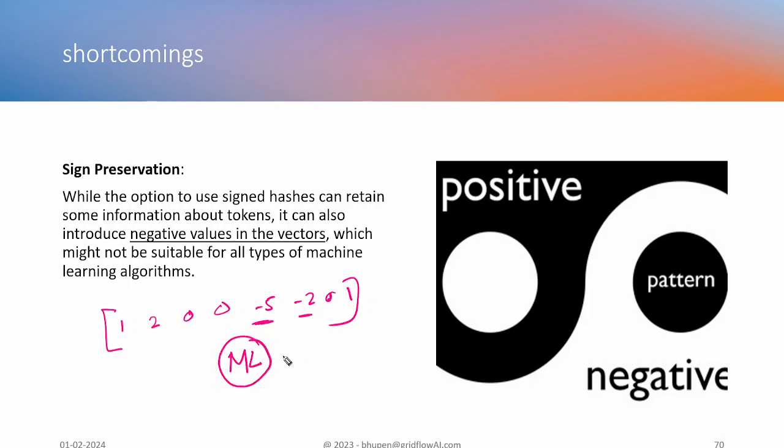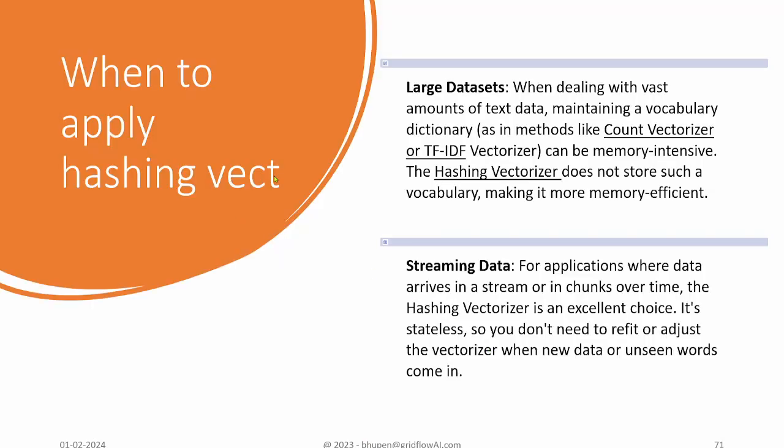In the previous demos, I was using multinomial naive Bayes. This particular machine learning model does not accept negative values. So in the demo that I'll be showing here using hashing vectorizer, I'll show you how multinomial naive Bayes cannot work with these negative values. So this is again a drawback. That means we have to choose a suitable machine learning model which can work with the hash vectorization method. So when to apply hashing vectorizer?